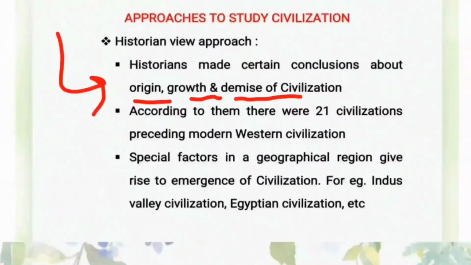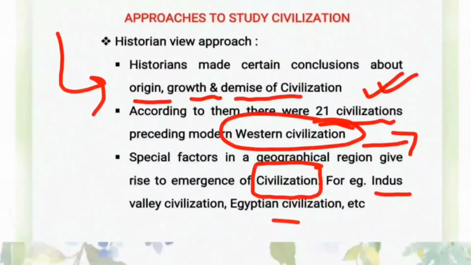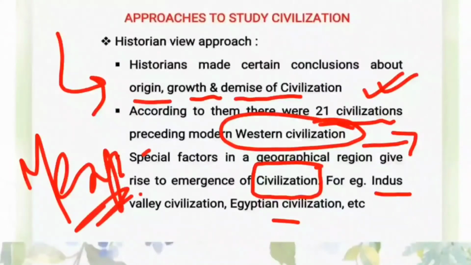So historians have made certain conclusions based on certain factors. According to the historians, there were 21 civilizations before the modern Western civilization. And special factors in a geographical region are responsible for the emergence of a civilization. We are also aware of the different civilizations, like the Indus Valley civilization, the Egyptian civilization, also the Mesopotamian civilization. So different civilizations come across, and all societies have some special factors giving emergence to the particular civilizations.